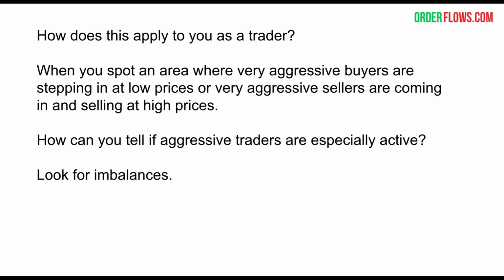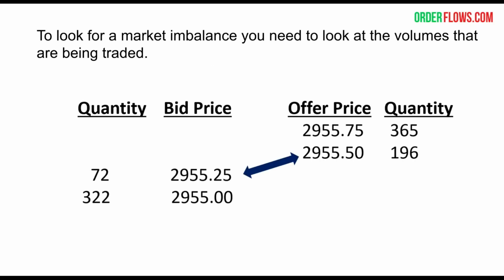So how can you tell if aggressive traders are especially active? You're going to look for imbalances in the market. Now, to look for a market imbalance, you need to look at the volume that's being traded. We know that the market trades in a two-way auction, right? There's a bid price, there's an offer price. There's a quantity on the bid, there's a quantity on the offer. Okay, so if the market is currently 29.55 and a quarter bid, offered at 55 and a half, size of 72 by 196.